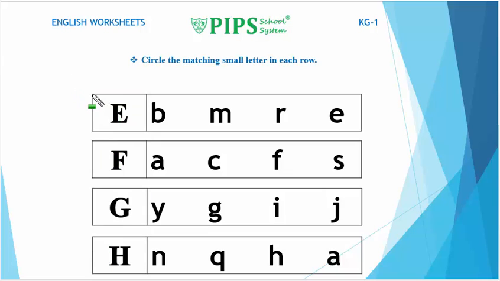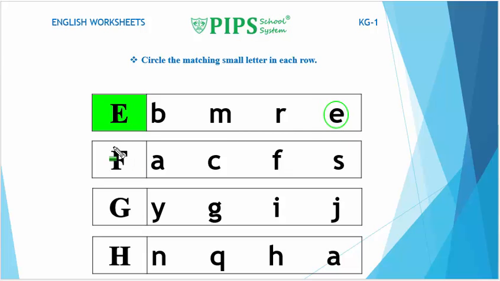The first letter is E. This is the capital letter E. Let's see where is the small letter E. Here is the small letter E. Now students, we will circle it like this.